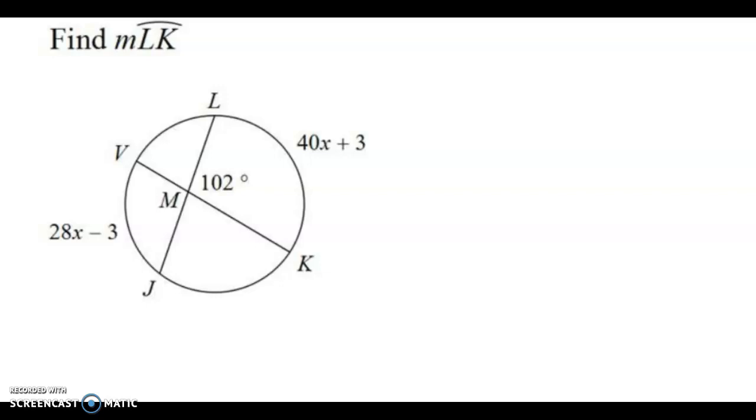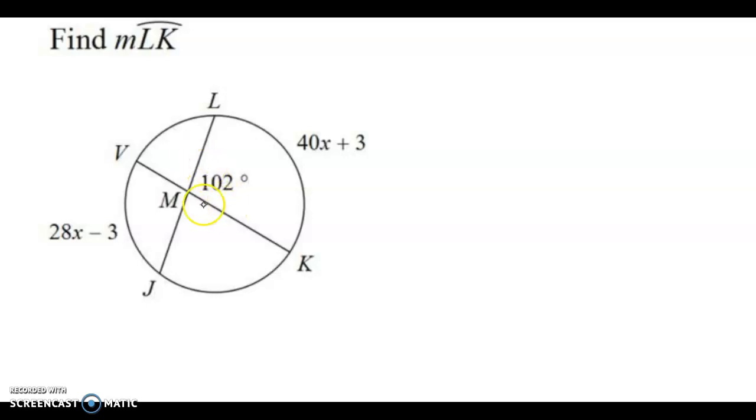Okay, so we're still working with angles today, and in this particular problem, we're looking for LK. That's the minor arc from L to K. And we do have an expression for that arc, which is awesome. But before we can figure out what that arc is, we have to figure out what x is. So we look at the information we know.